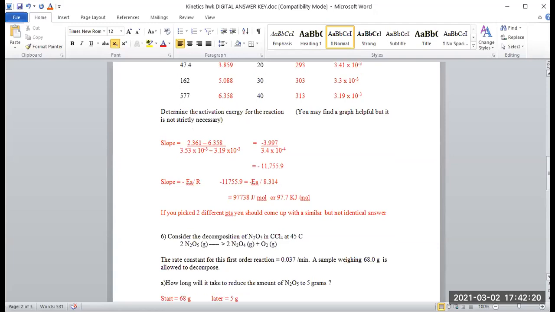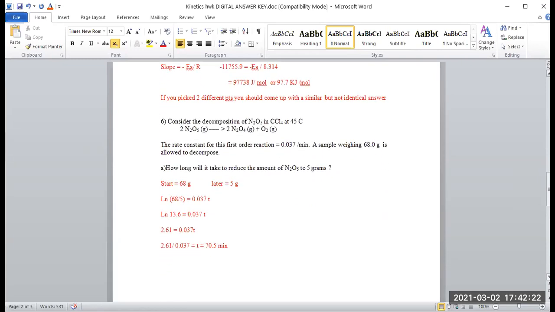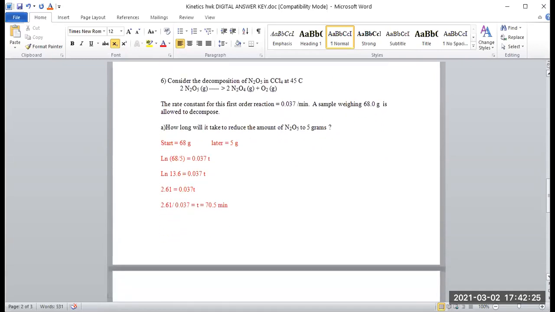The last one has an easy part and a hard part. The first segment is more strictly plug and chug in that you started out with 68 grams. You're asked to find how long does it take to get all the way down to 5 grams. So start plugging this into your equation that has natural log of A0 over A equals K, 0.037 in this case, times T.